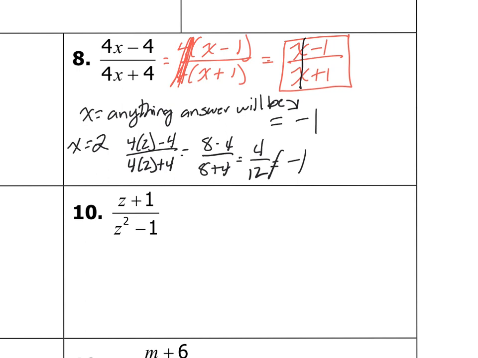I can only cancel out x's if it's multiplication. This is addition. That's why my answer equals x minus 1 over x plus 1, because I have a minus and a plus sign in between the number and the variable. It's not multiplication. So this does not work.